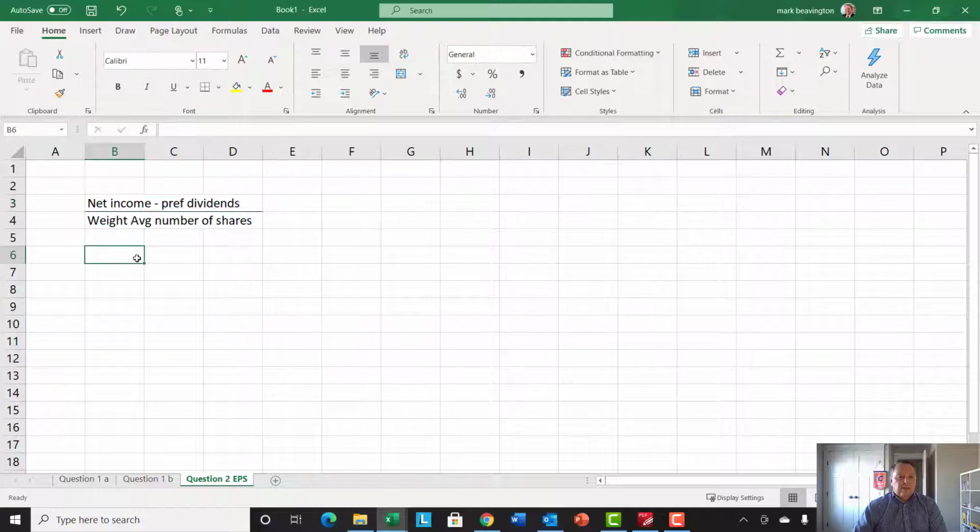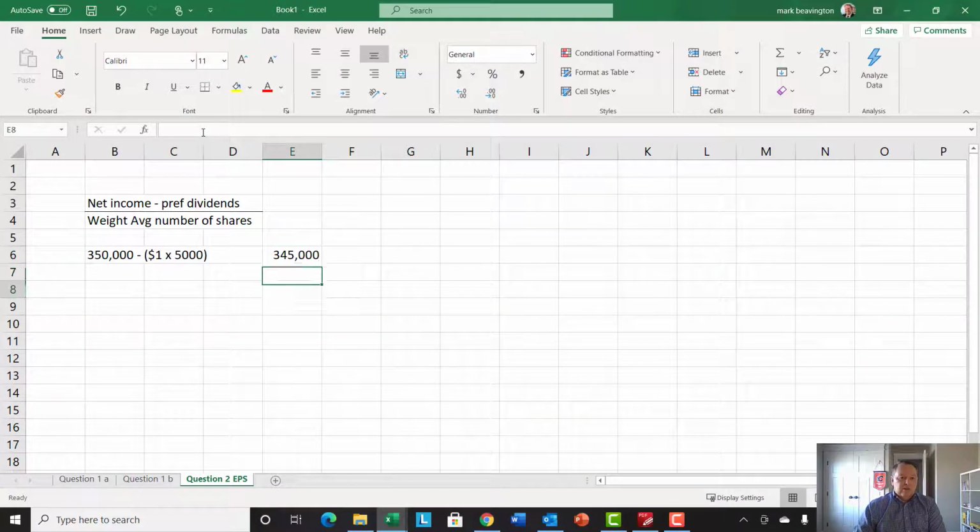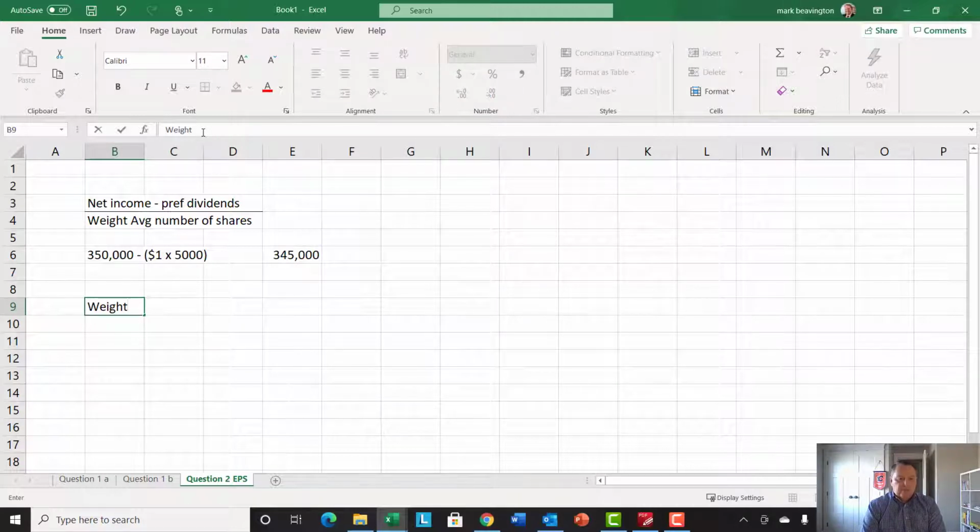And then the calculation is 350,000 in net income minus the pref dividends, which was 5,000. Sorry, pardon me. It was $1 times 5,000 shares. So you should have ended up with something like this. And the top number should have come to $345,000. Now the weighted average number took a little bit more work. So to do that, if you would have used the layout that we saw in the text, that would have worked really good.